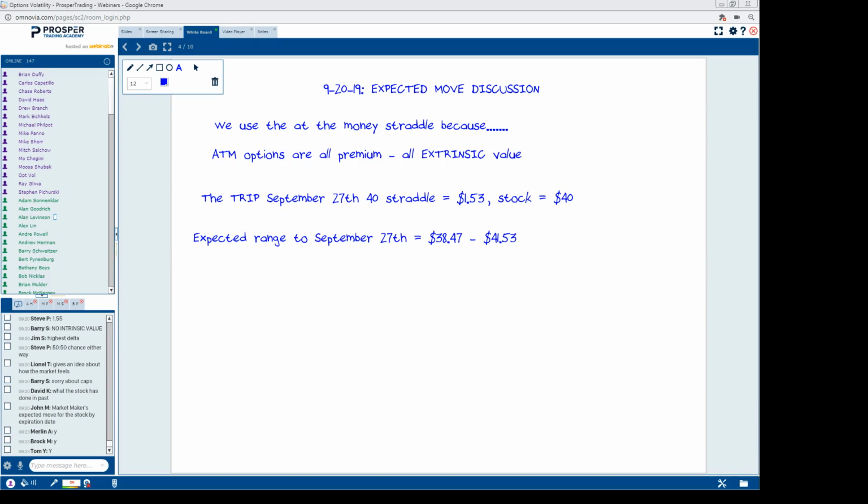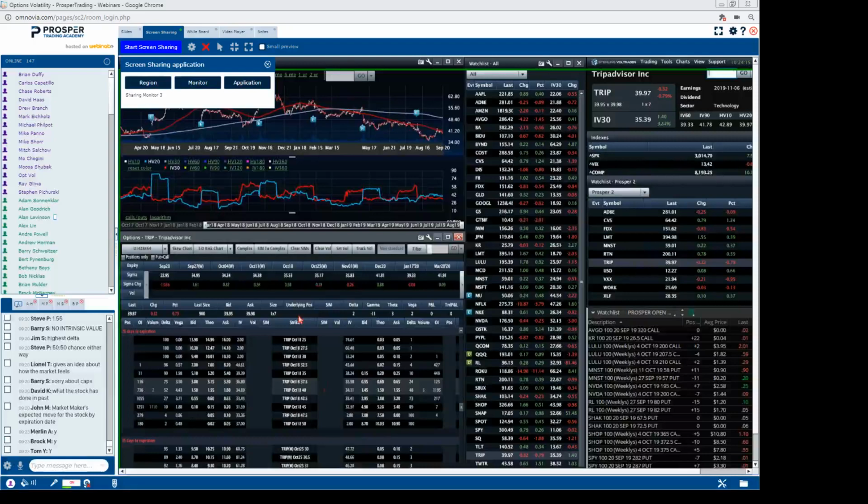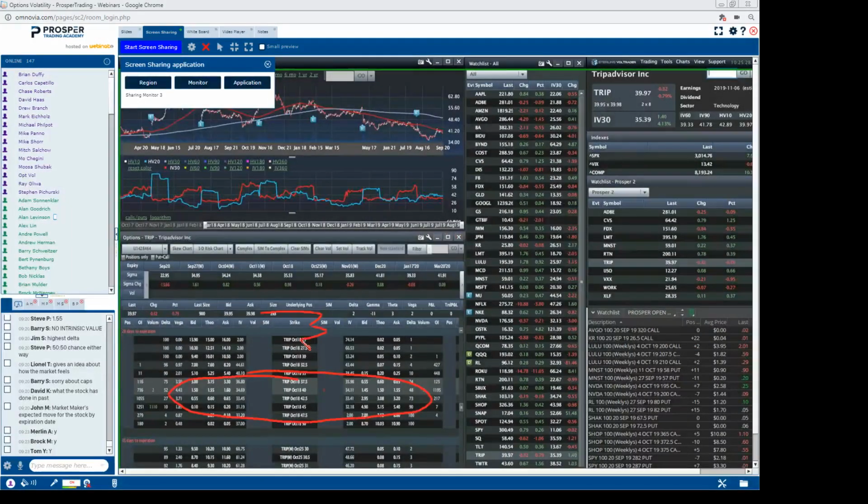Okay, that is the easiest way to calculate the market's expected move. If we want to go out to regular October expiration, we do the same calculation. Look at the 40 straddle going out there, it's about $3.05.